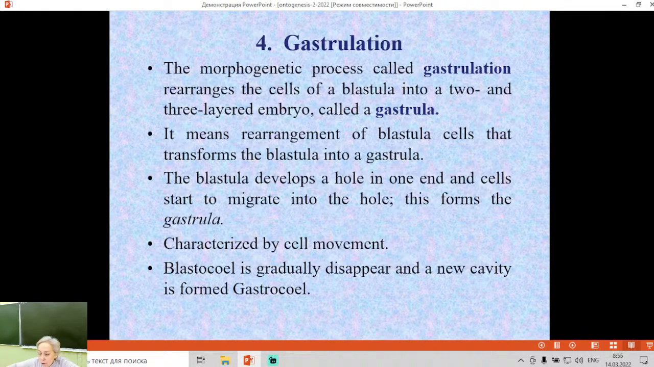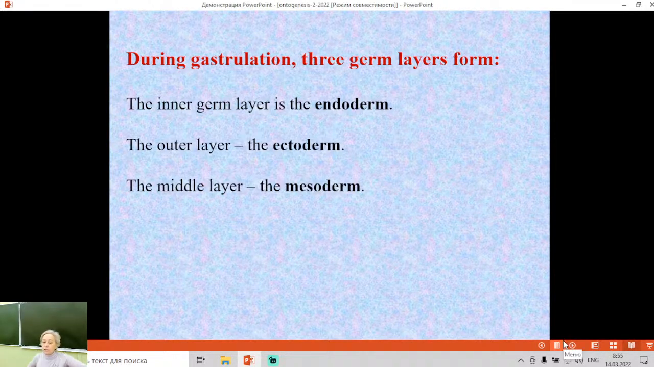The blastula develops a whorl at one end, and cells start to migrate into the whorl. This forms the gastrula, characterized by cell movement. The blastocoel gradually disappears and a new cavity is formed, the gastrocoel. During gastrulation, three germ layers form. The inner germ layer is the endoderm, the outer layer is the ectoderm in early gastrulation, and after that the middle layer forms, the mesoderm.